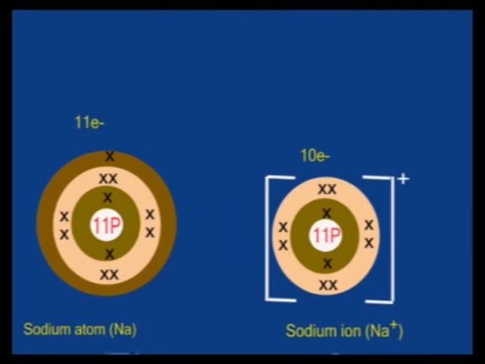Now, this means that the remaining electrons experience a greater attraction by the protons towards the nucleus where the protons are located, and thus the ionic size tends to reduce. Why? Because the positively charged nucleus pulls the negatively charged electrons towards the center.